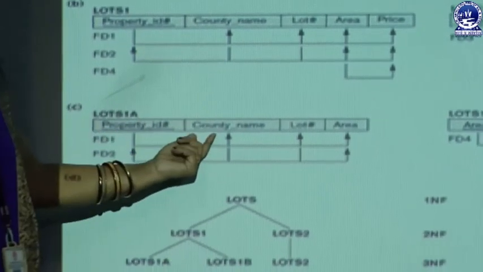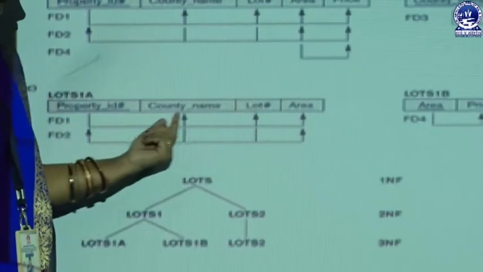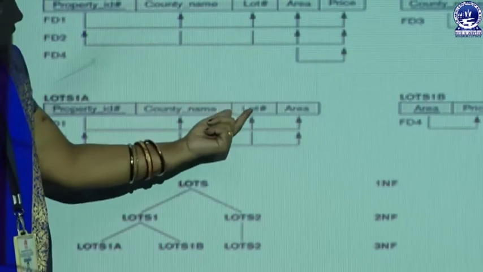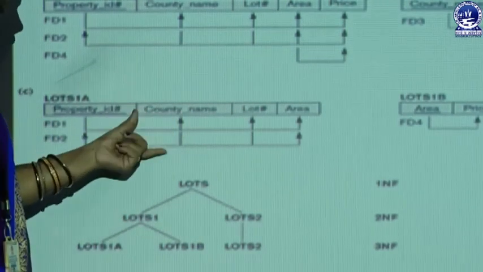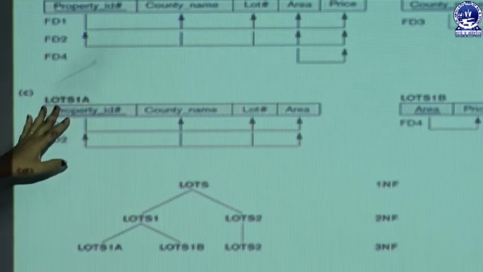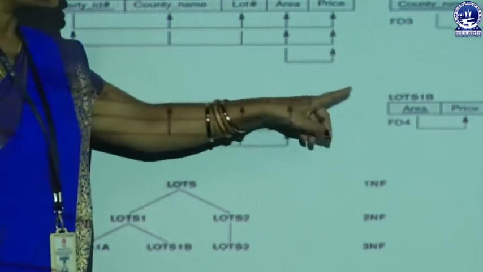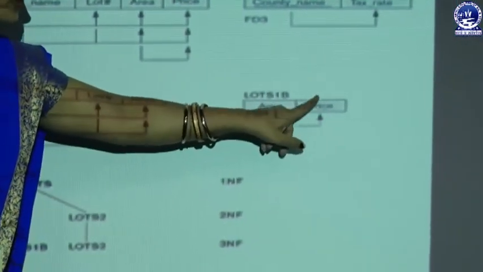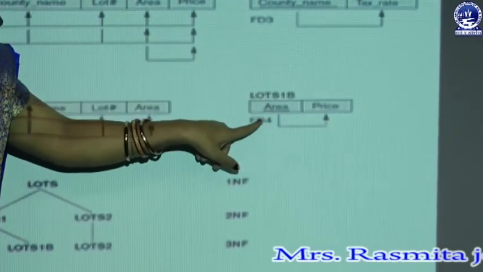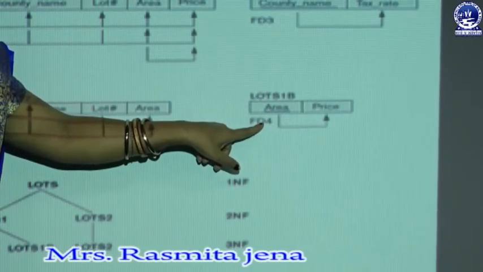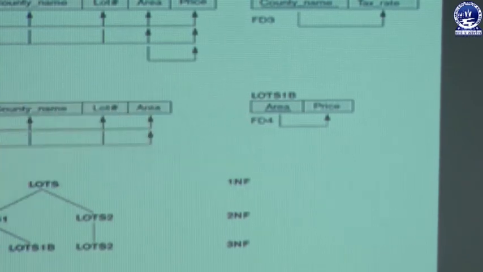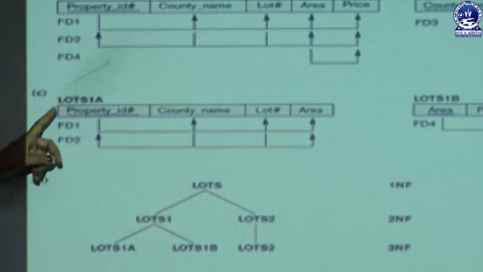You can see here the country name and lots is the key attribute and the others are non-key attributes. Area and property ID can be determined by only the key attribute. That means there is no non-key attribute determined by another non-key attribute. So, this relation schema is in third NF. Then coming to the second table, here area and price, price is the only non-key attribute, which is determined only by the area key attribute. So, in this case also no non-prime attribute is determined by another non-prime attribute. So, in this case also third NF holds, and these relations are in first NF, second NF and third NF.